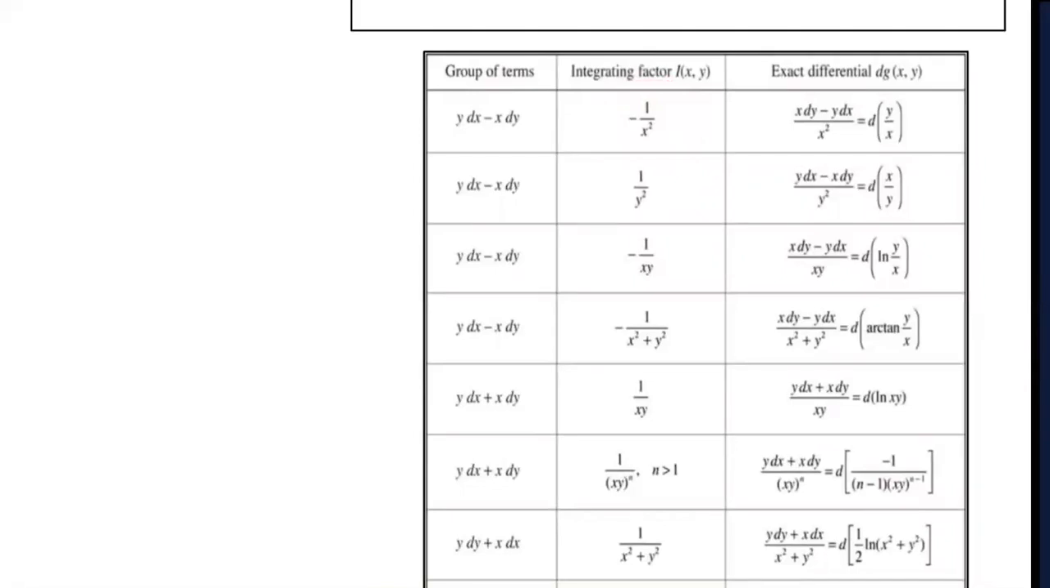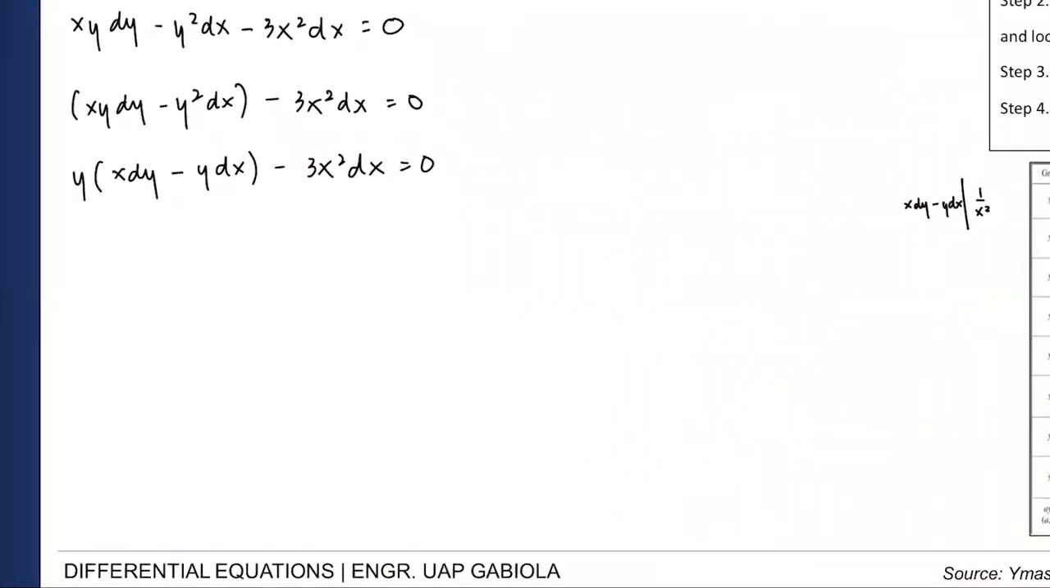Okay? Gagamitin mo si positive na integrating factor na 1 over x squared kapag yung group of terms mo is reverse ng sign nung group of terms niya. So, pwede siya maging x dy minus y dx. Okay? Which is our case here, no? We have x dy, y dx. So, we can use a positive value of 1 over x squared. Okay? So, let's try that. So, based from the table, ang IF natin is 1 over x squared. Okay? So, try to multiply 1 over x squared.